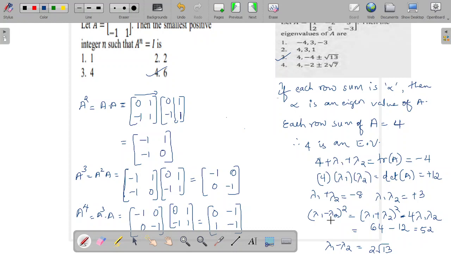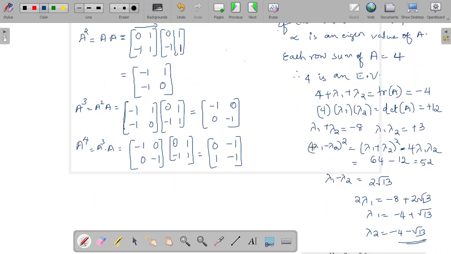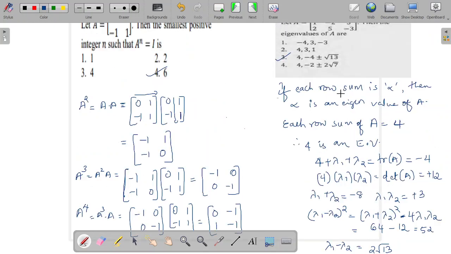So there is one option. You can go with this formula, a minus b whole square equal to a plus b whole square minus 4ab, and the substitution, that part also you can do. To avoid all this calculation, what you can do is, trace of A equal to 4 plus lambda 1 plus lambda 2, which is equal to minus 4. You can verify with the options. Which option gives you the answer minus 4? That is the third option.